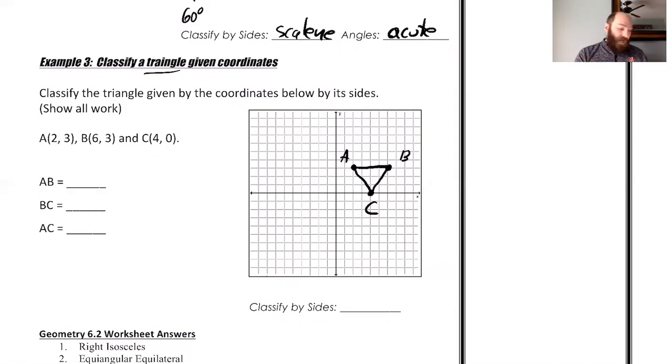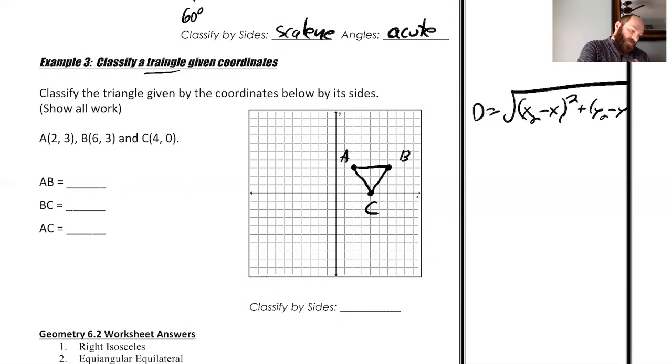So to figure out what it is by sides, let's start with the easy one. I just need to find the distance of each of these. So we're going way back to the distance formula, which, if you remember, is the square root of X2 minus X1 squared plus Y2 minus Y1 squared. You can either do the distance formula, or you can use little mini right triangles and the Pythagorean theorem, where it's leg, leg, hypotenuse. It's up to you how you want to do it, but I just want to bring that back because it has been a while since we've done these.